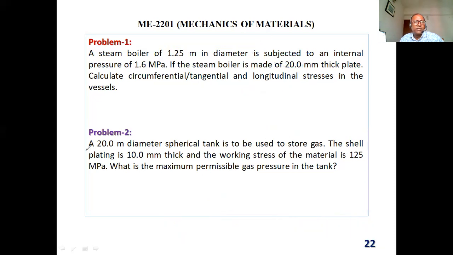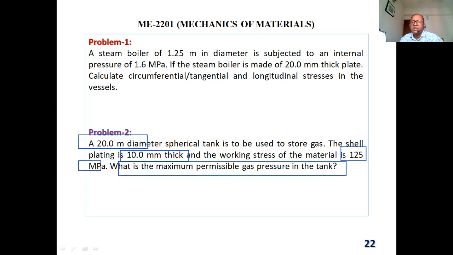Now we'll solve problem 2. Its diameter is given, it's a spherical tank to store gas. Shell plating is 10 millimeters, meaning 10 millimeter thick. That means wall thickness is given. So this 20 meter data is giving the radius or diameter, you can figure it out. 10 millimeter is the thickness T. The material working stress is 125 megapascal. What will be the maximum pressure in the tank?